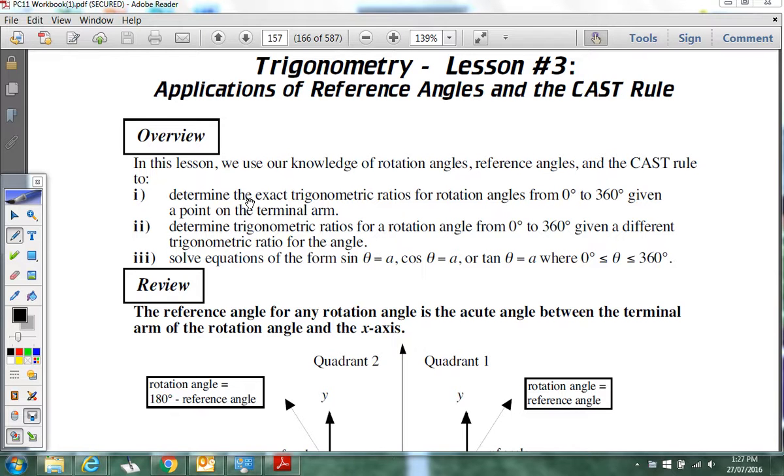So today we're doing Unit 7, Lesson 3. We're going to have applications of reference angles and the CAST rule, which we learned in the previous lesson. This is the overview of what we're going to do today.